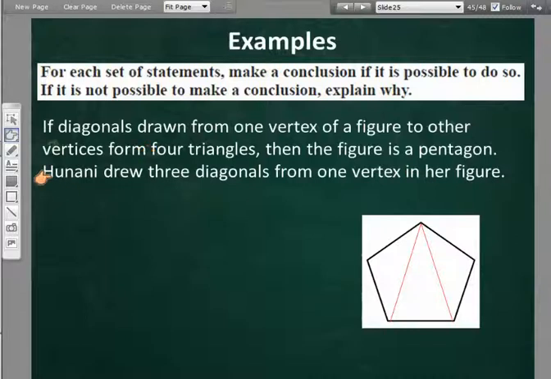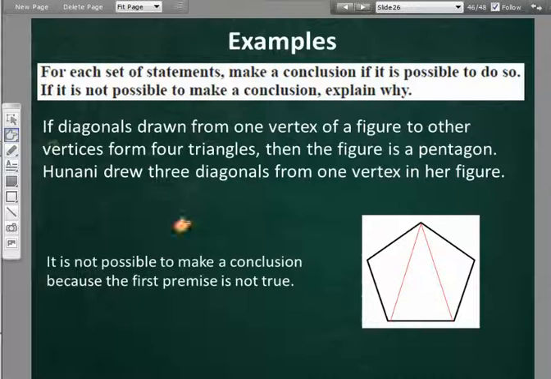But then it says Hunani drew 3 diagonals from one vertex in her figure. There's no way for me to draw 3 diagonals. So my conclusion is false as well. Sometimes you've got to do a little extra work on the side. So it said, it is not possible to make a conclusion because the first premise is not true. So as soon as I drew this pentagon and was only able to make 3 triangles, I knew it wasn't possible to make a conclusion.